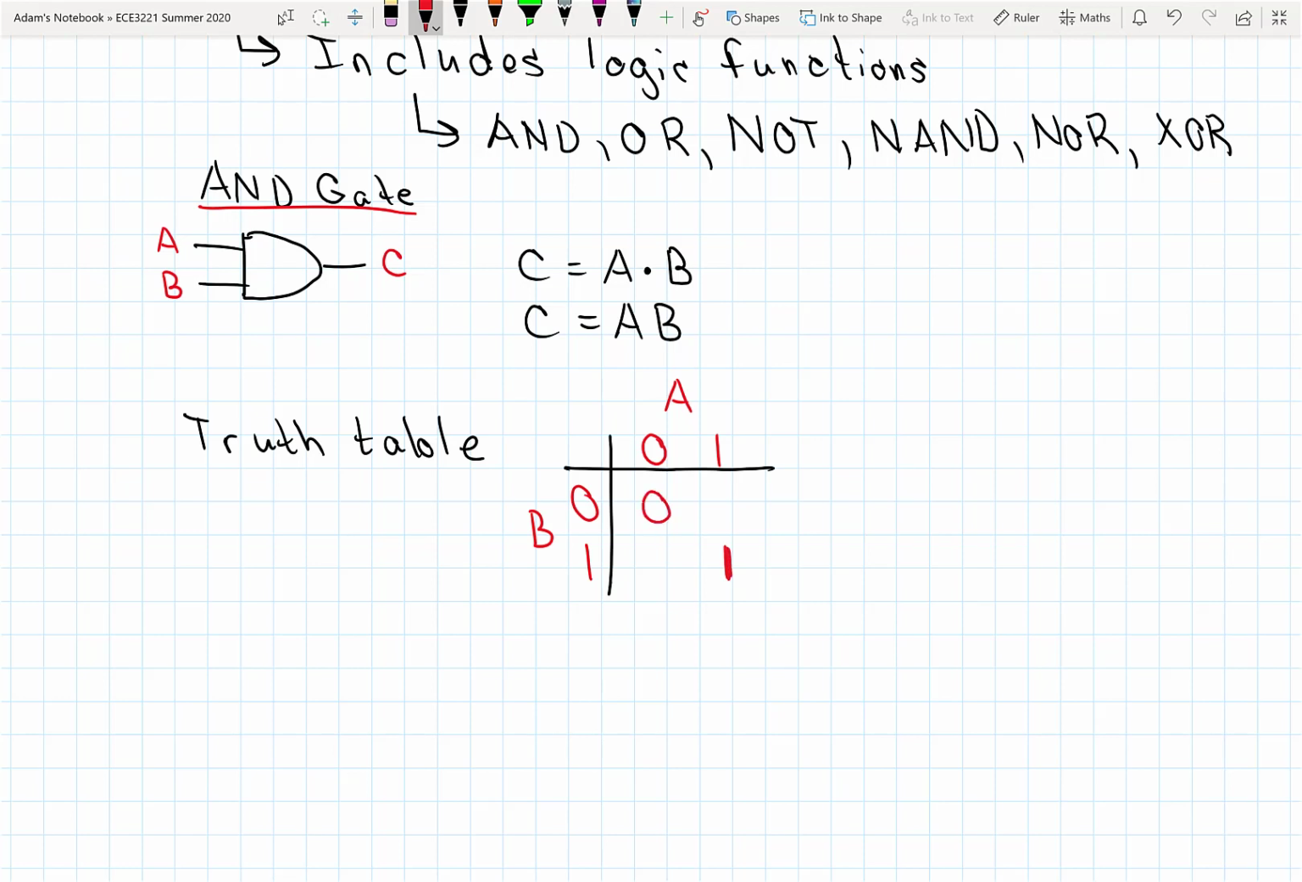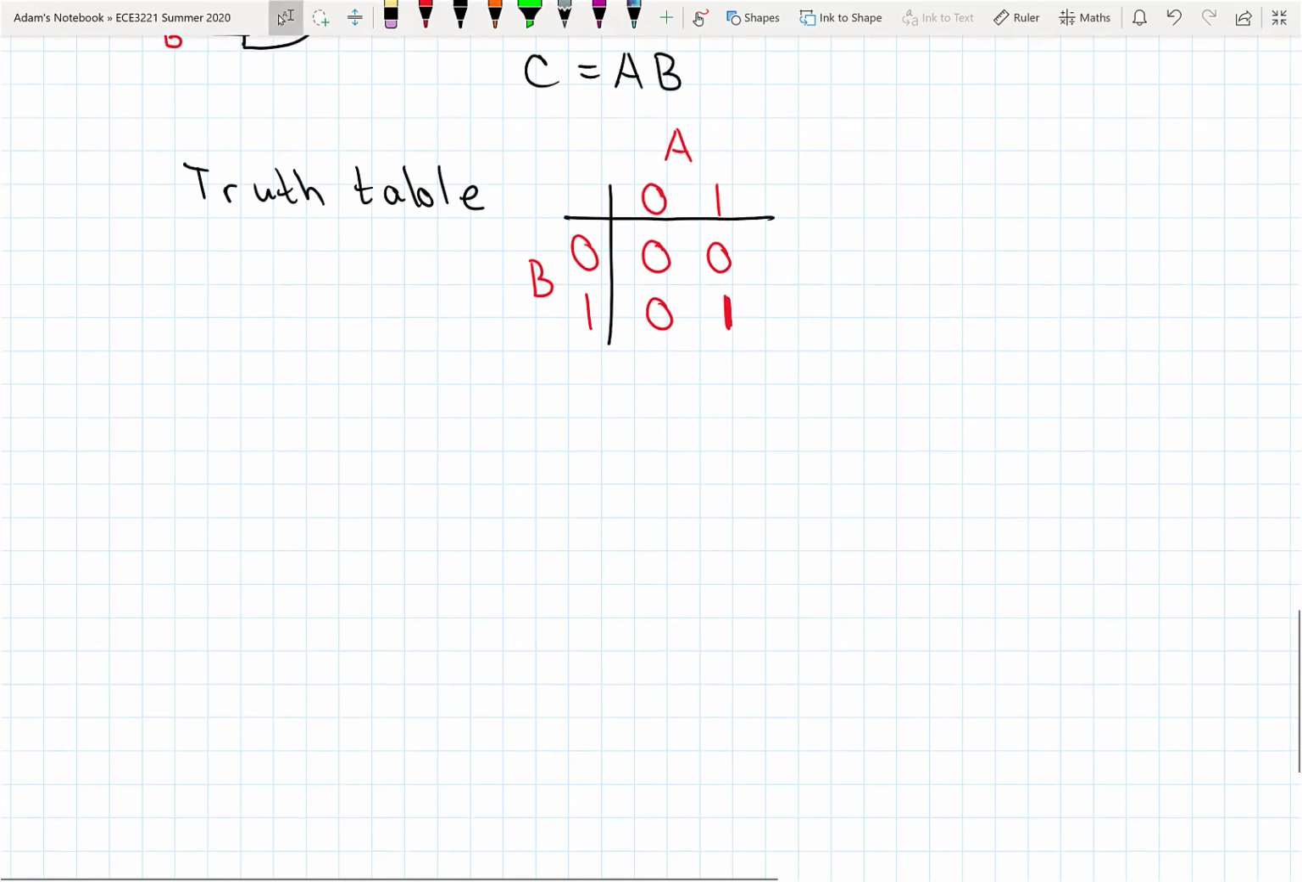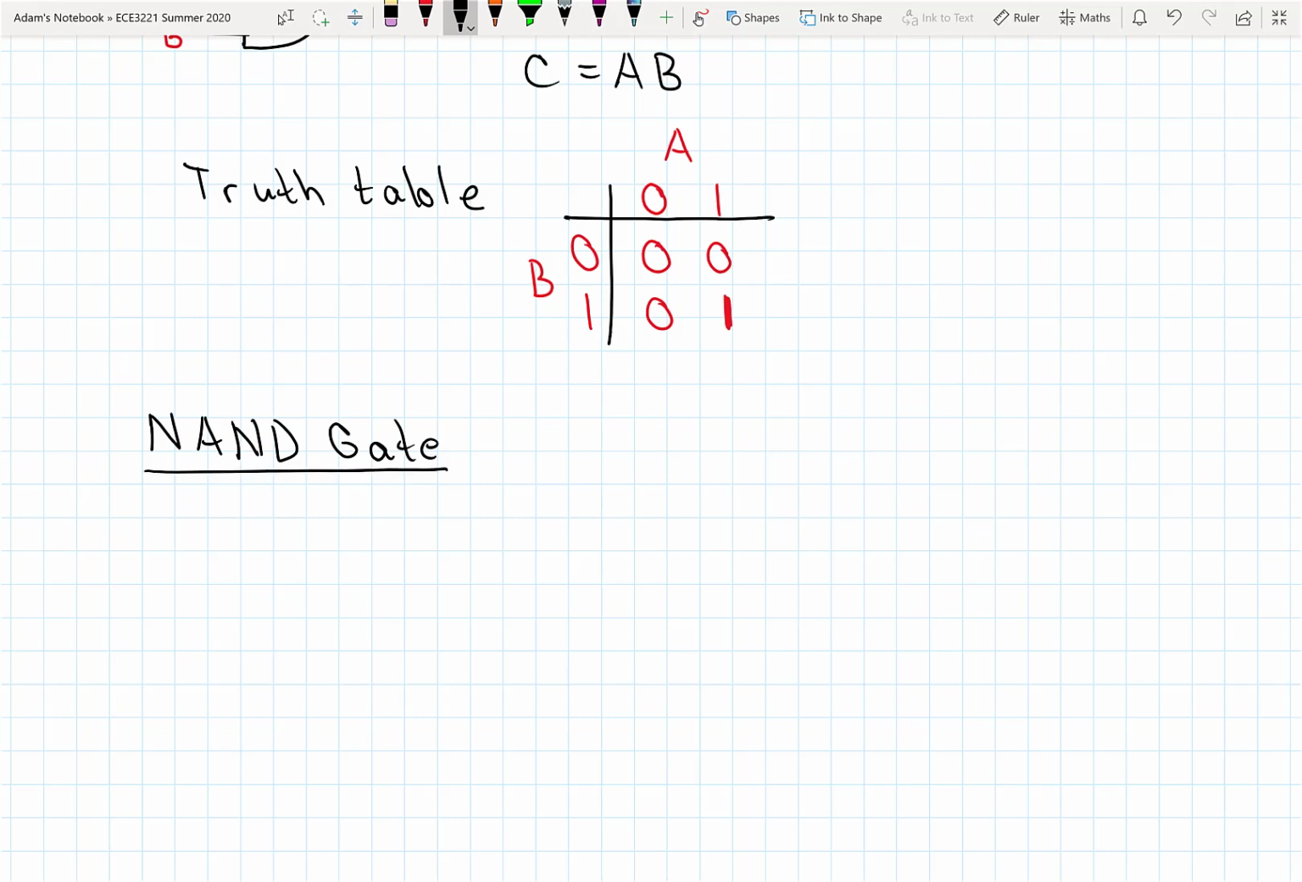If I have 0 and 0 on the input, I get a 0 output. If I have 0 and 1 on the input, I get 0 out because they're not both high, or if I have a 0 and 1 the other way. Okay, so again, something everyone has seen before. Let's review another one. Let's make a modification to this gate and look at a NAND gate.